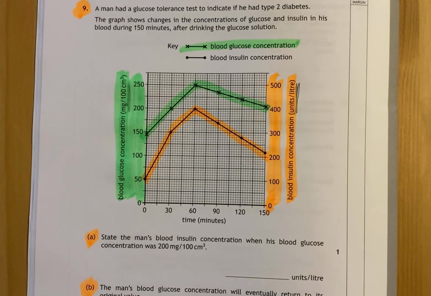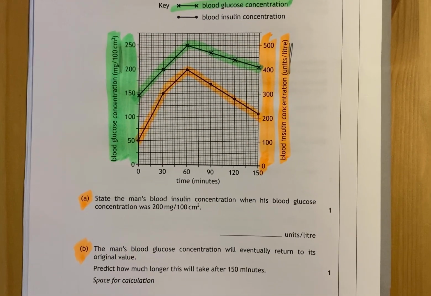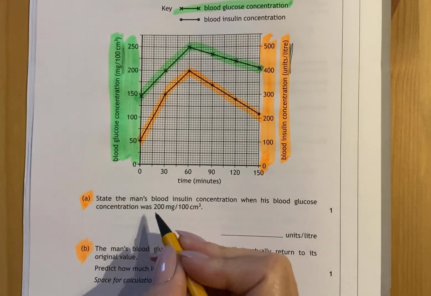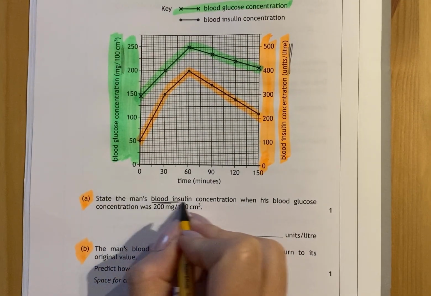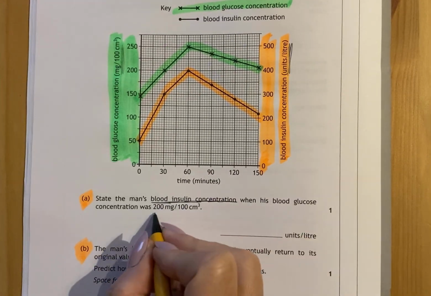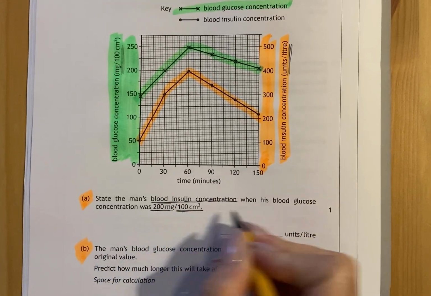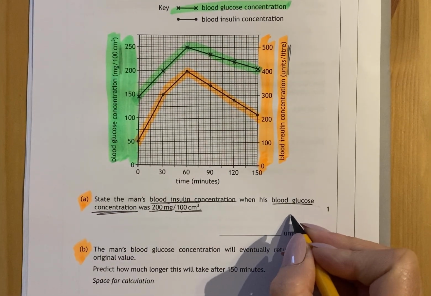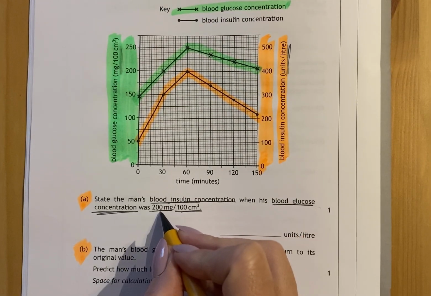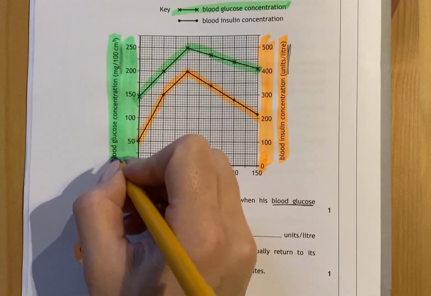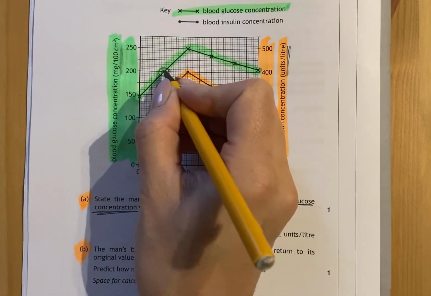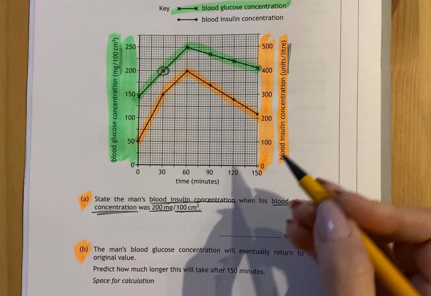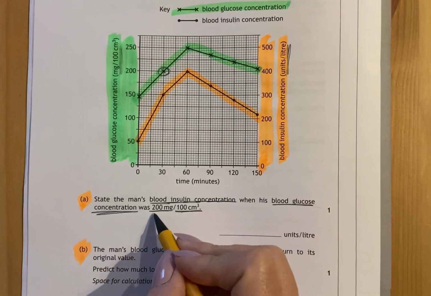Okay, so the question talks about a glucose tolerance test if you had type 2 diabetes. So it basically just describes what you're shown in this graph. Initially, the question is asking you to state the man's blood insulin concentration when his blood glucose concentration was 200 milligrams per 100 centimetres cubed. So they're giving you his blood glucose concentration. If you look at the blood glucose concentration at 200 milligrams per 100 centimetres cubed here, it's asking for what his blood insulin concentration is at that same point.